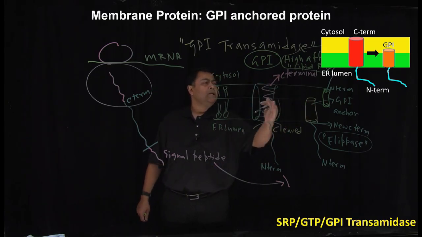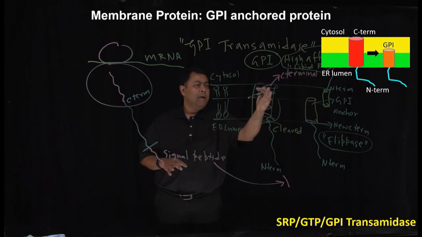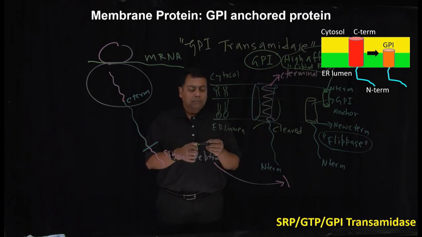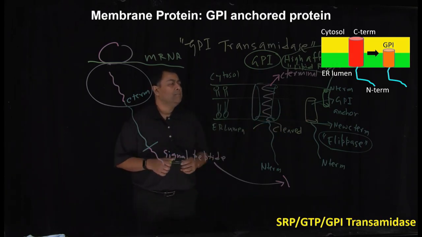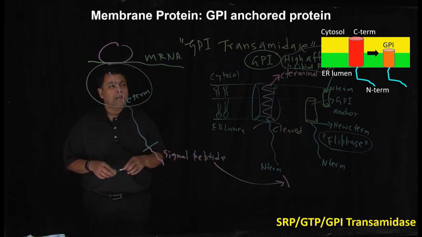It is much easier for a lipid molecule to move in the lipid bilayer to find the lipid rafts, compared to a transmembrane protein finding the microdomains or the lipid rafts. That's why it is pre-synthesized this way, then cleaved off and transferred by the transamidase onto the GPI anchor.